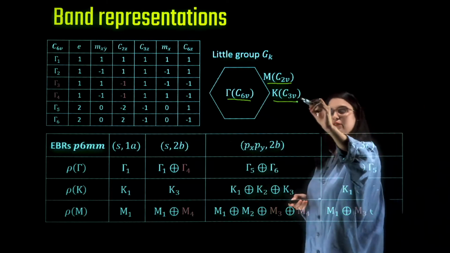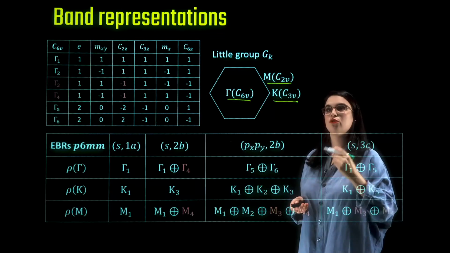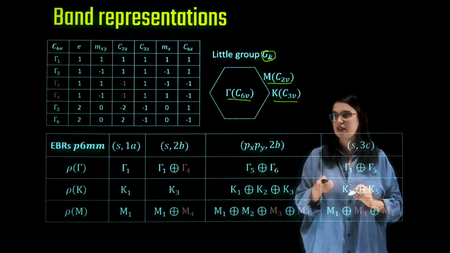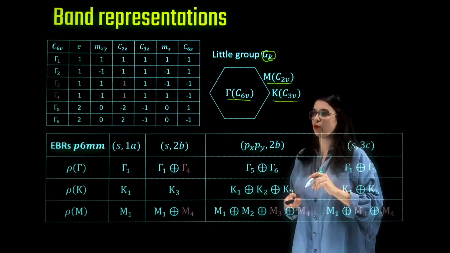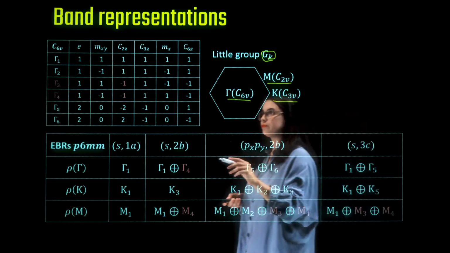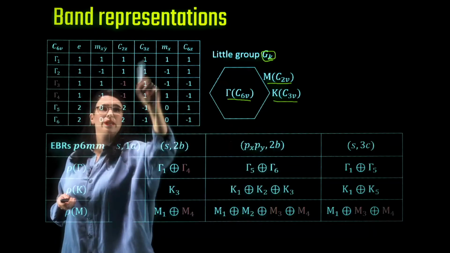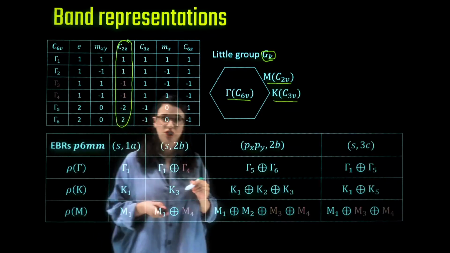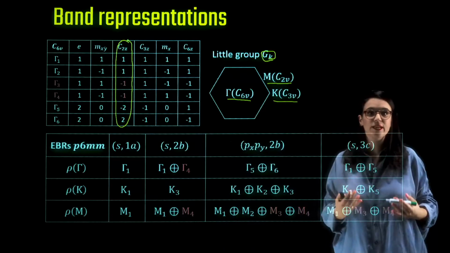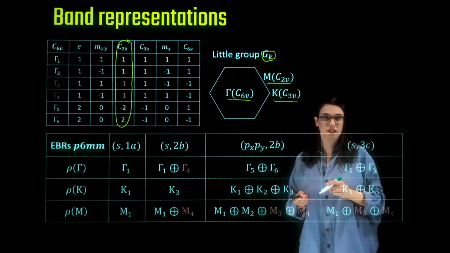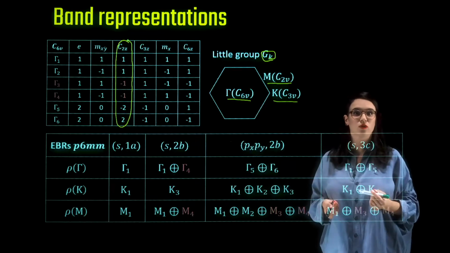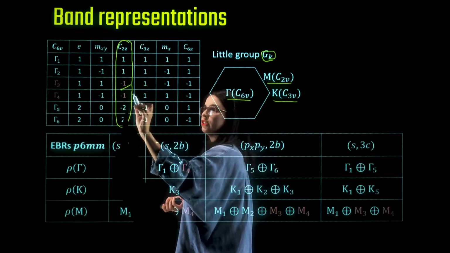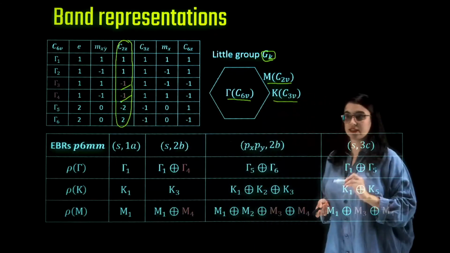Then the representations at these momenta are going to be labeled by the little group of representations of these high symmetry points. So at the gamma point, for example, we have C6V, which has plenty of symmetries, but in particular it has two-dimensional inversion symmetry. That means we can label the representations at this high symmetry point by how they transform under parity.